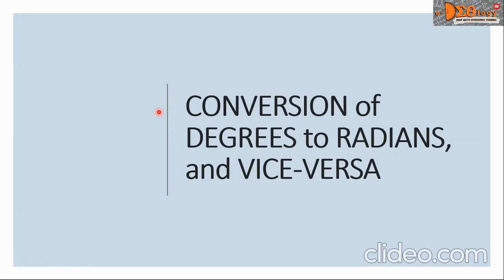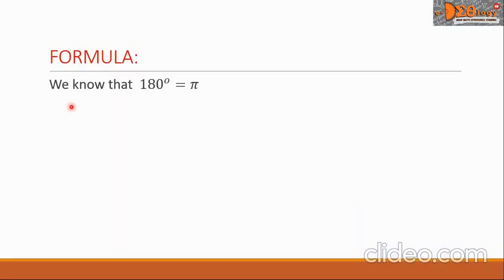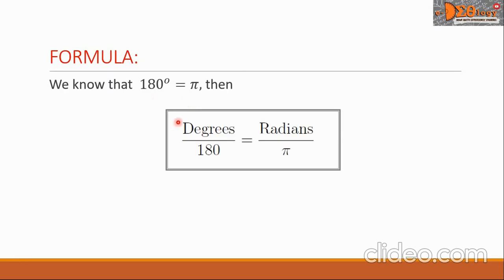Hi everyone. Today we're going to study conversion of degrees to radians and vice versa. Our formula will be here, but to start with, we know that 180 degrees equals pi in radians. From this equation, we can deduce a formula that is degrees over 180 equals radians over pi. This will be our working formula in converting degrees to radians and vice versa.